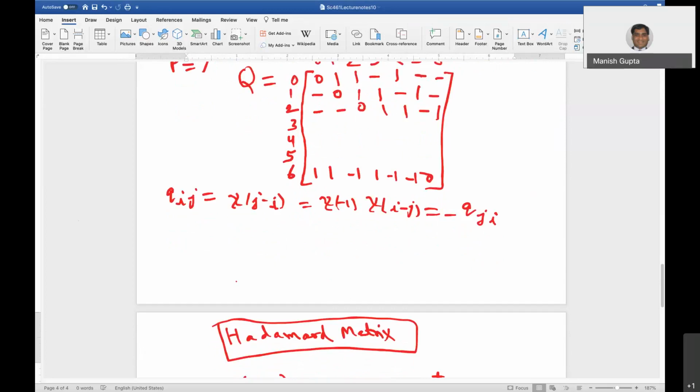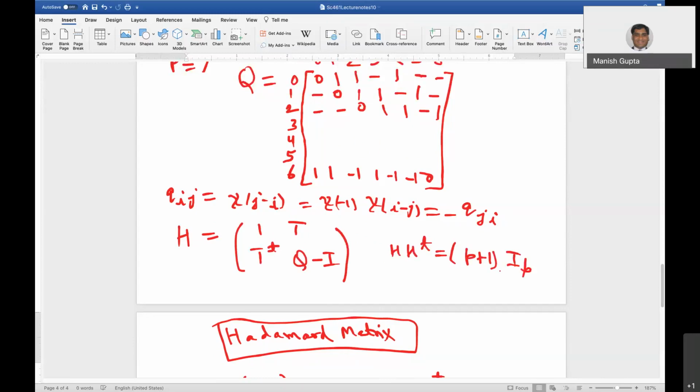The Hadamard matrix can be constructed like this. H is 1, the all-ones vector transpose basically, and Q minus I. One can show that H H transpose is equal to p plus 1 times I of p plus 1. Okay, so this is known as a normalized Hadamard matrix of size p plus 1 cross p plus 1. So this is a way to construct the Hadamard matrix, known as the Paley-type construction.